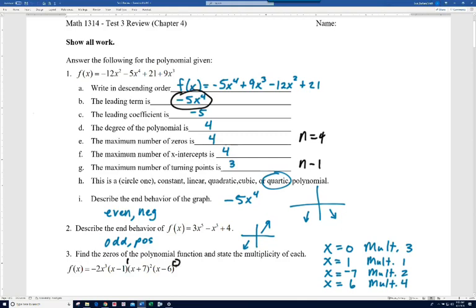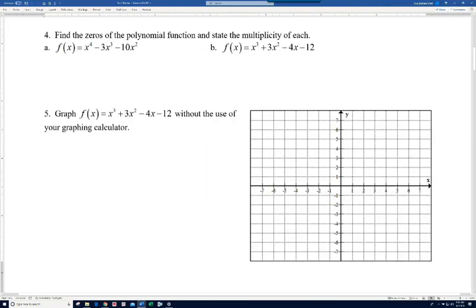All right, let's move on to the next slide. It says find the zeros of the polynomial function and state the multiplicity of each. Now, the one thing I just want you to recall, something that I said to you earlier, is you always want to use your factoring skills first, if possible.